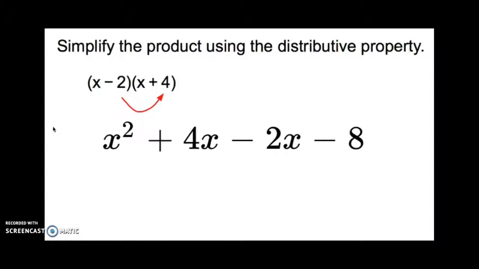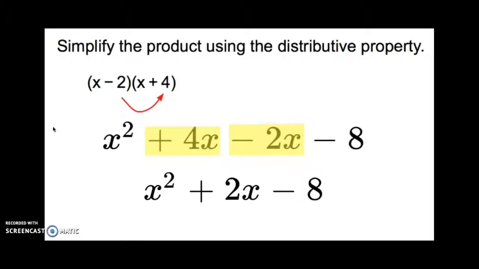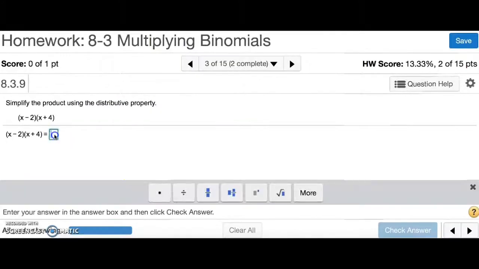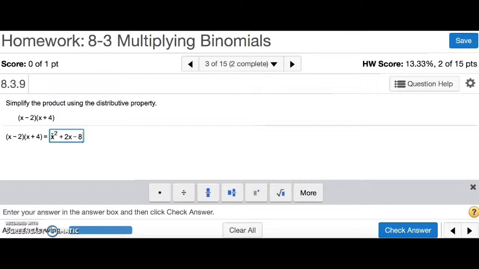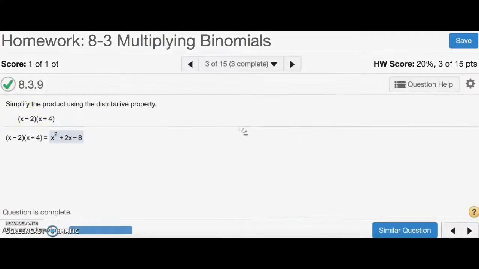Now I combine my like terms. 4x and negative 2x are like terms, same letter, same exponent. So 4x plus negative 2x is going to give me 2x. So x squared plus 2x minus 8 is my answer. So typing that in, I have x squared plus 2x minus 8. And that is number 3.